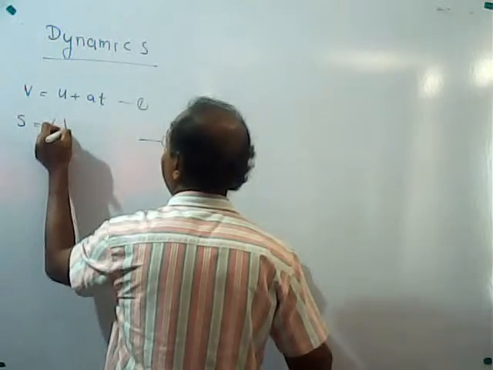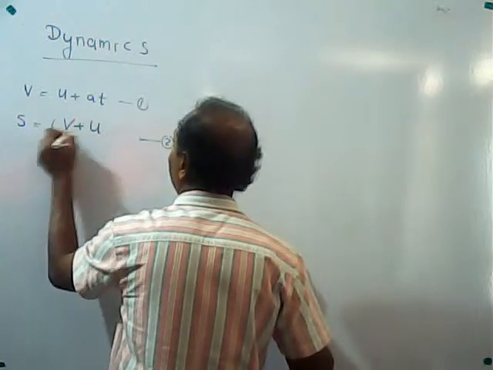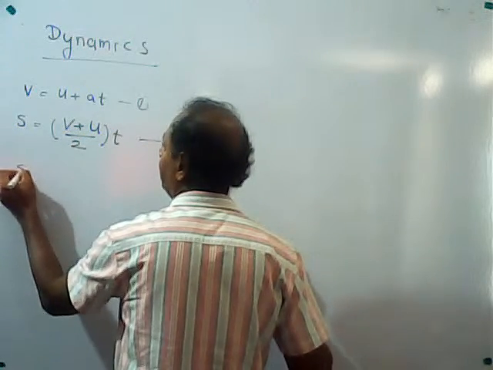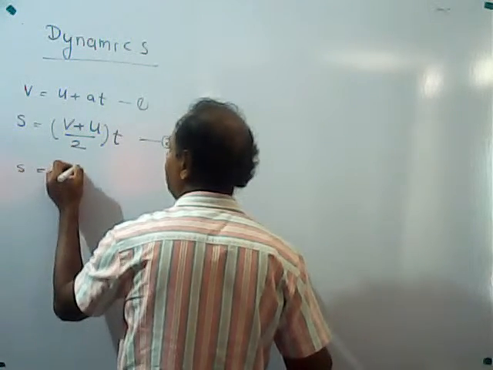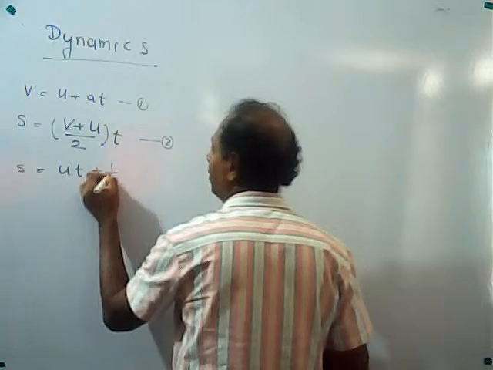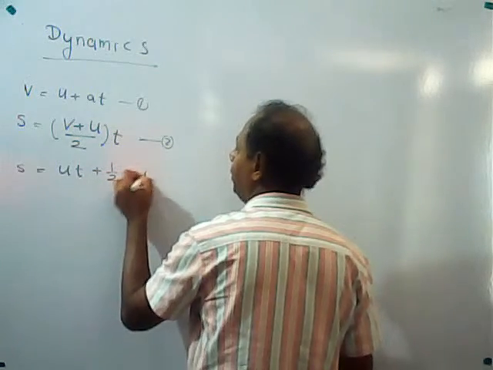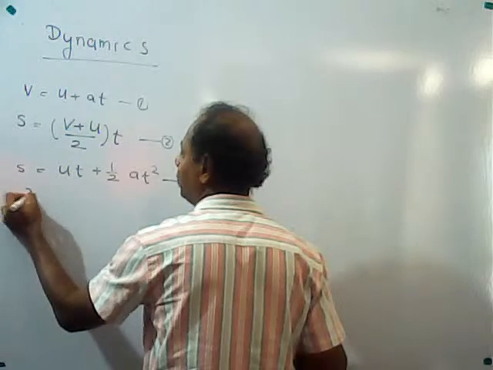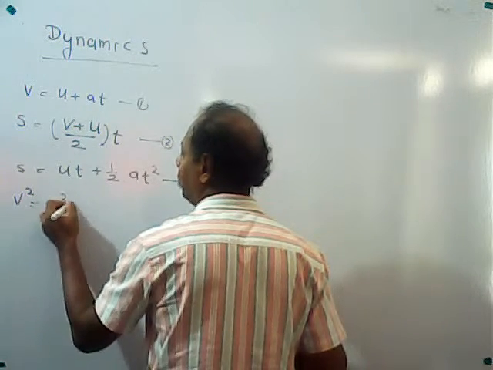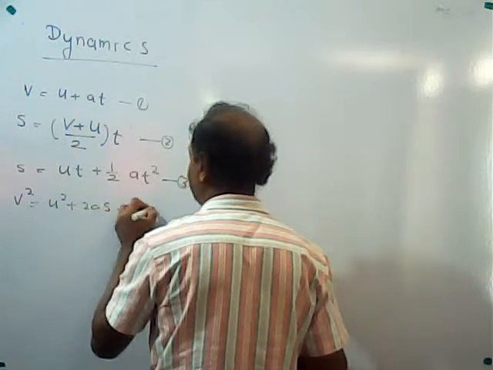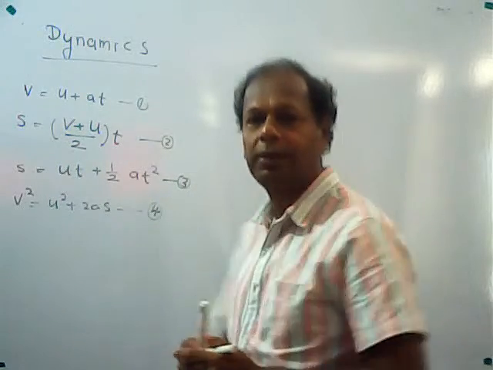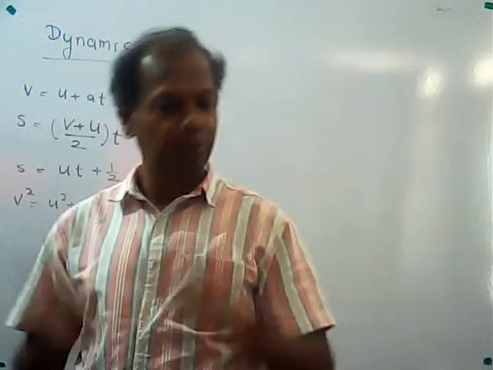Number 2 is s equals (v plus u) over 2 times t. And number 3 is s equals ut plus half at squared. Number 4 is v squared equals u squared plus 2as. So these are the tools that we have, right? So we explain these things now.